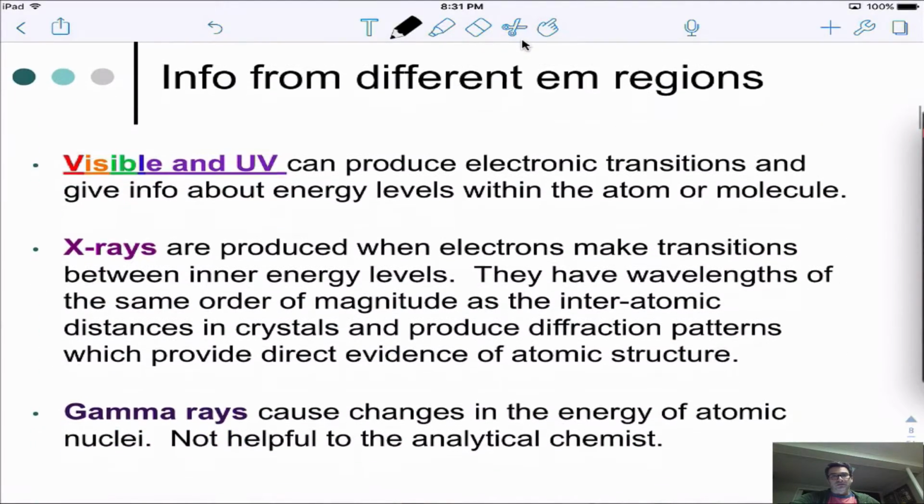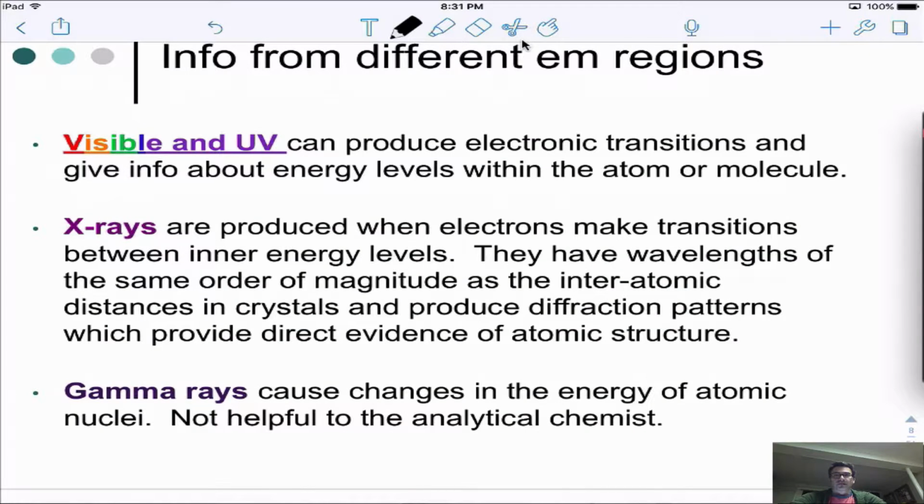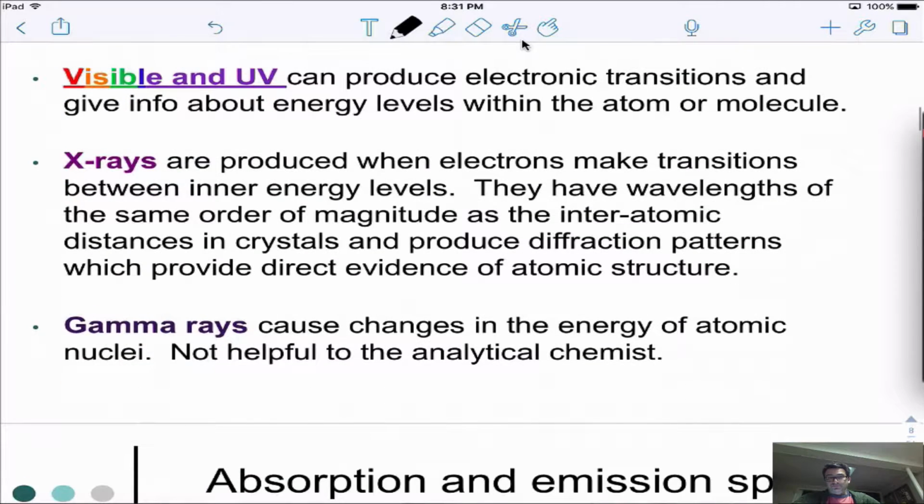So here's some more information about the different regions of the electromagnetic spectrum. You have your UV-visible, where you can have these transitions for electrons, and you could tell ground state, excited state, and electron configurations. We have X-rays that can be used to actually cause electrons to be ionized. We can also tell the structure of crystals using X-rays and X-ray crystallography, and then gamma radiation as well. And this can be used to cause actual energy changes in the nuclei.